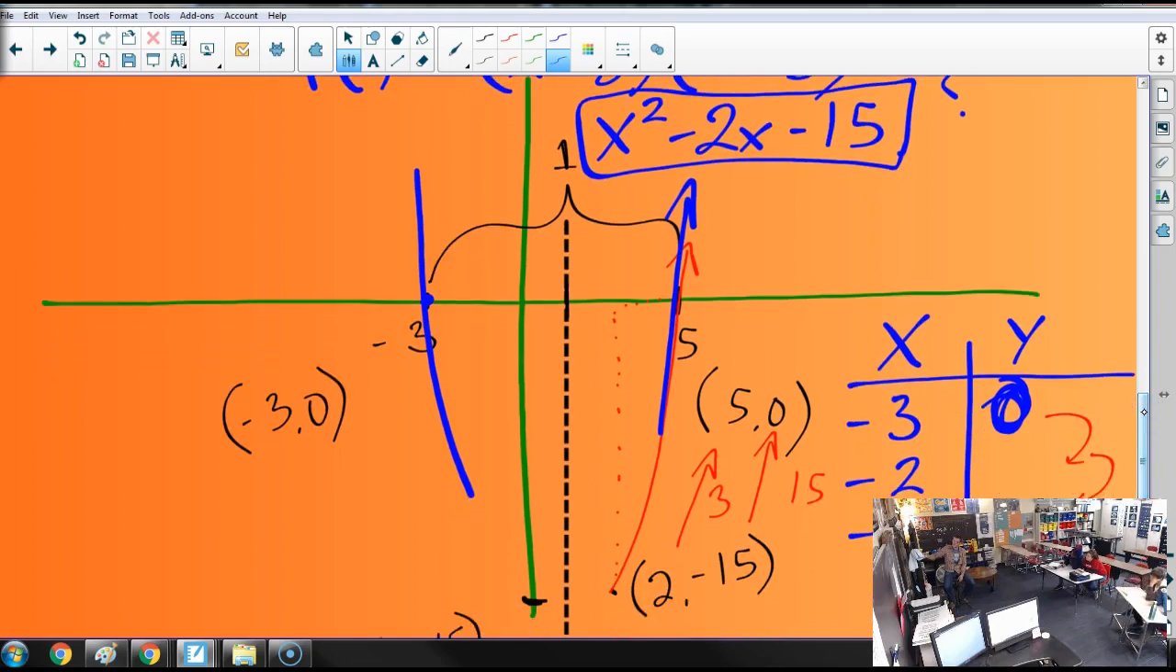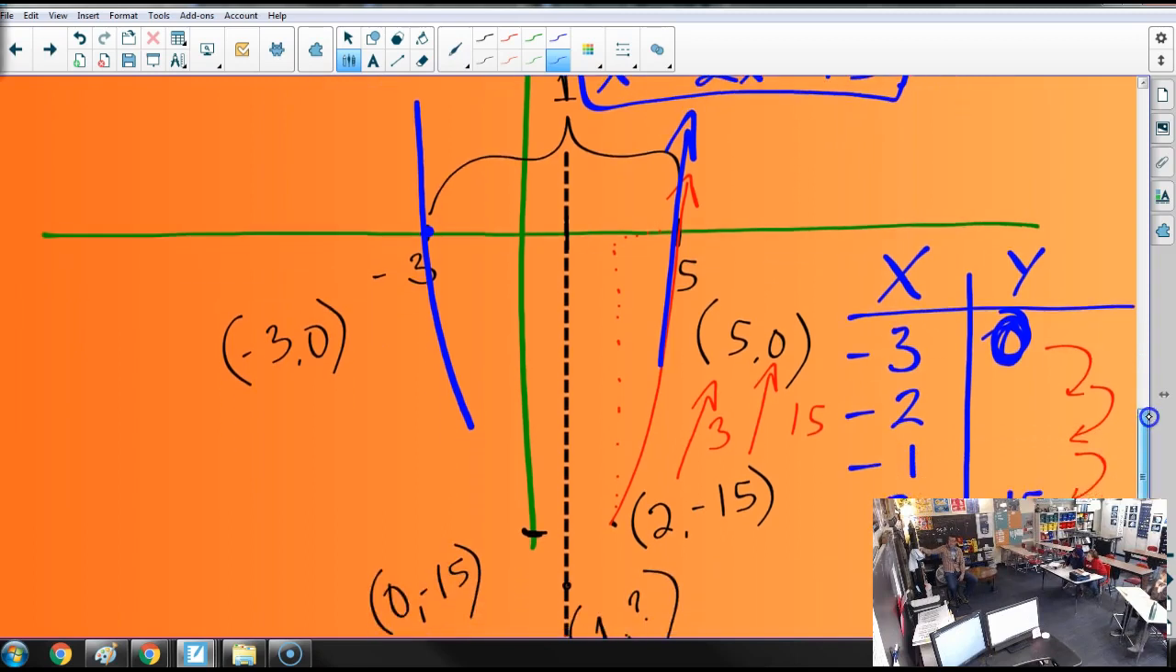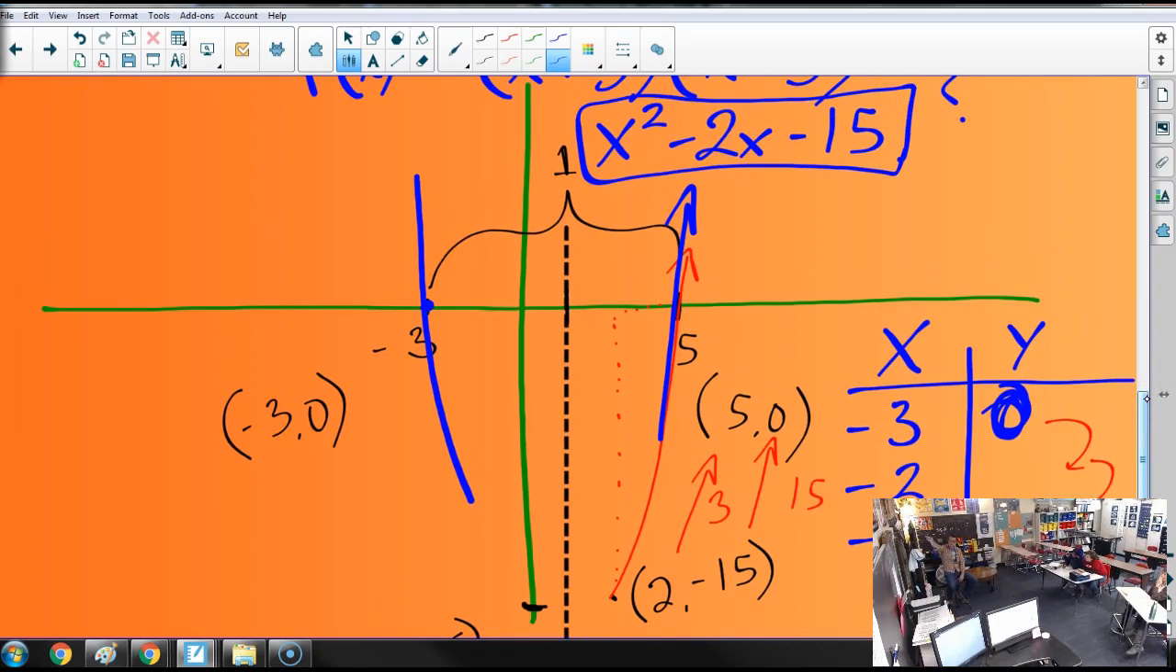So if x is negative 3, negative 3 squared is 9, minus negative 6, so actually plus 6. 9 plus 6, 15. Minus... that works. And then 0 gives 0, negative 15.